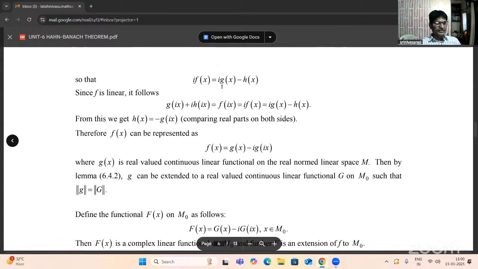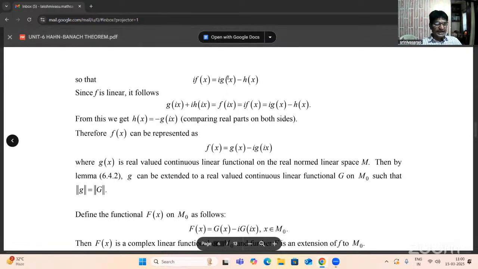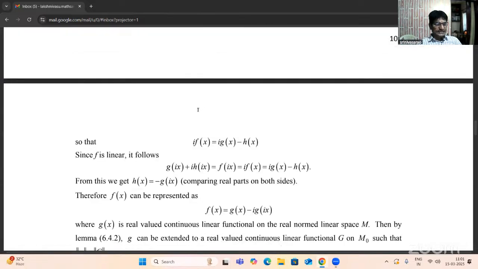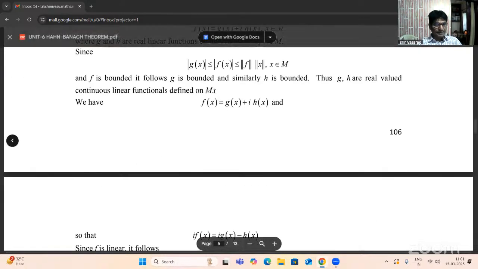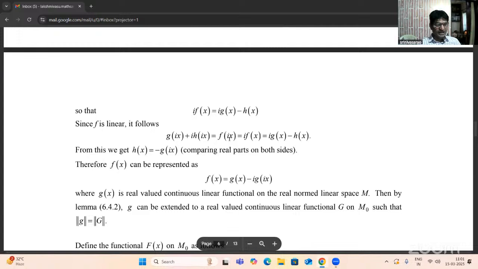So this is i into g of x, which means g of ix plus i into h of ix, replacing x by ix. So in the above inequality, we are replacing x by ix: g of ix plus i into h of ix equal to f of ix. One time it is multiplying with i, and the second one, since the function is linear, it follows, and again here replacing x by ix, f of ix equal to g of ix plus i into h of ix.